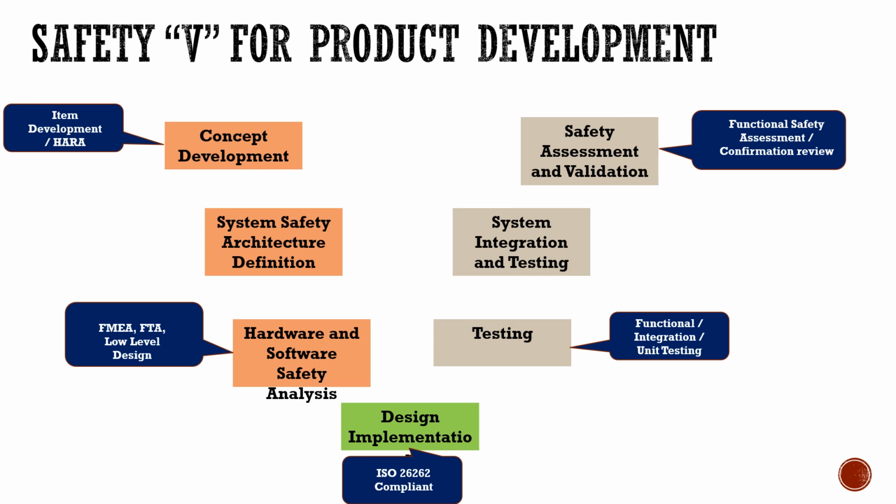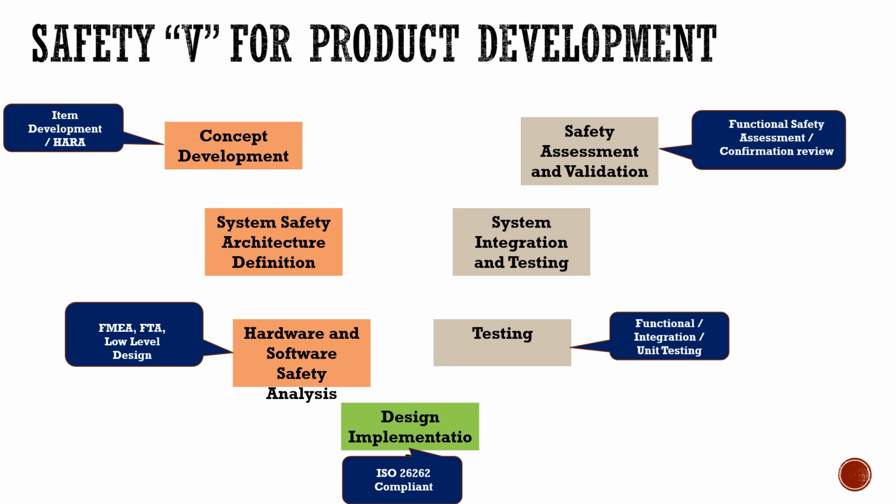As the V model is famous in automotive, in safety also we have a V model for product development. First is concept development. Here we will develop the safety item definition and the hazard and risk analysis. Based on the hazard and risk analysis, or HARA, we will find out the ASIL level of the product. We will get into more details in the further slides on how to determine the ASIL levels for your product.